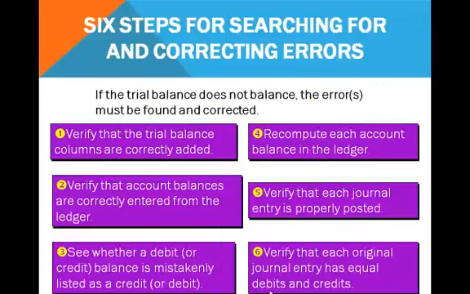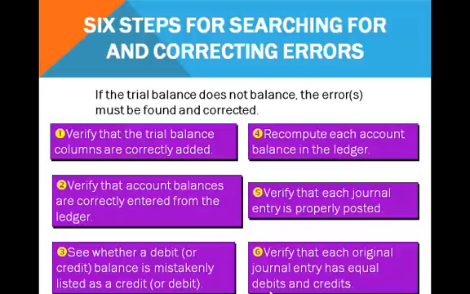Here are 6 steps for searching for and correcting errors. Put a big star or a big highlighted asterisk or something on this slide in your notes. I know you're taking notes, right? We've talked about that before. So on your notes, put a big star by this one, because if you find you have trouble with your homework in making your trial balances, this is a good slide to refer back to and to help you solve those problems. Here are 6 steps to follow when your trial balance is out of balance.